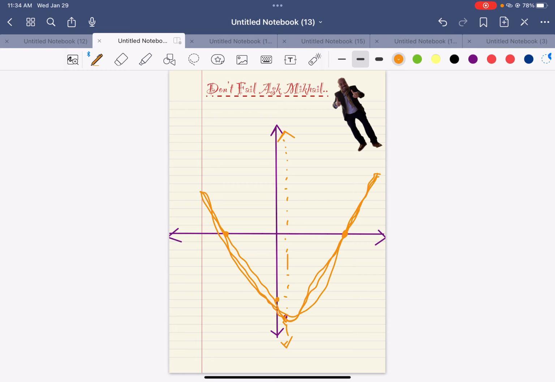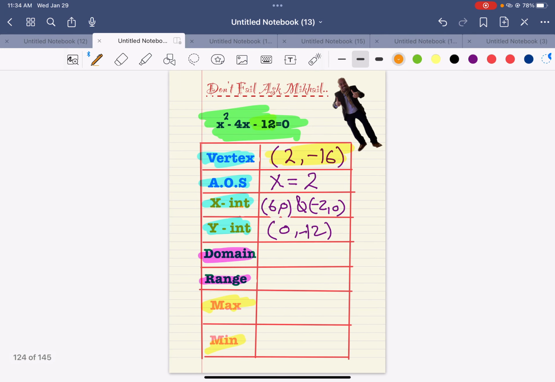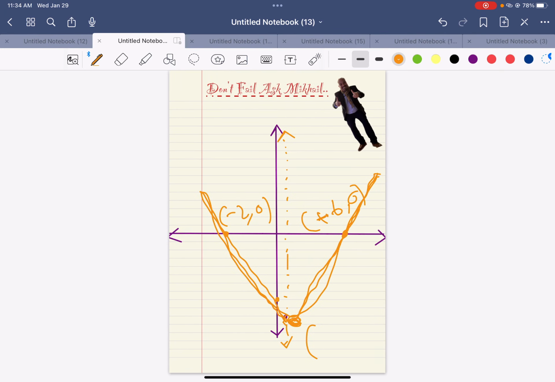This point here is positive 6 and 0, and this point here, negative 2 and 0. And this point here is the vertex, which is, what did we get for the vertex? I think it was 2, negative 16. And this point here, 0 and negative 12, all right?